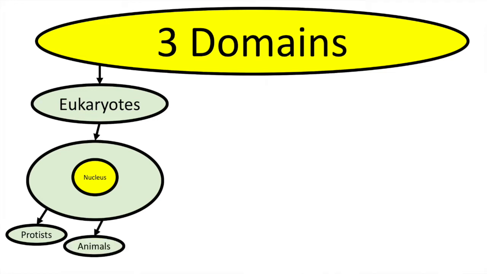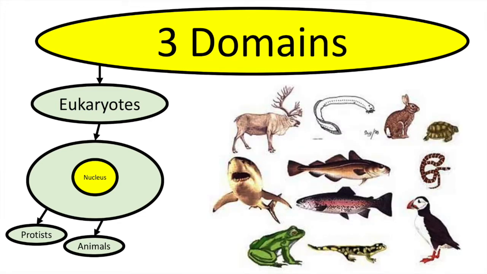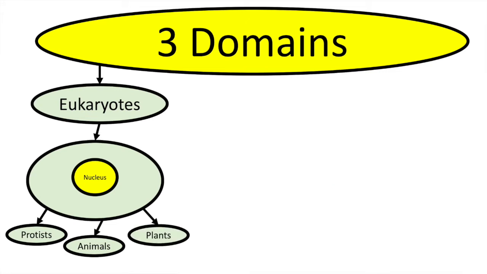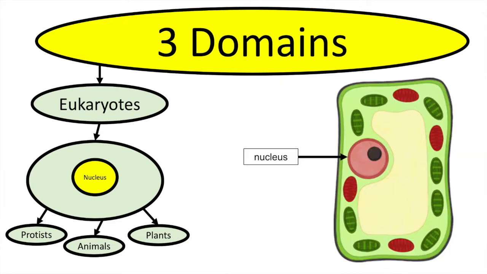So all animal cells also have a nucleus. And these are examples here. All of them animals, all of them look different, but all of their cells have a nucleus. The next kingdom are the plants. Plant cells all have a nucleus. And these are all examples of plants here. They all look different, but all of their cells have a nucleus.